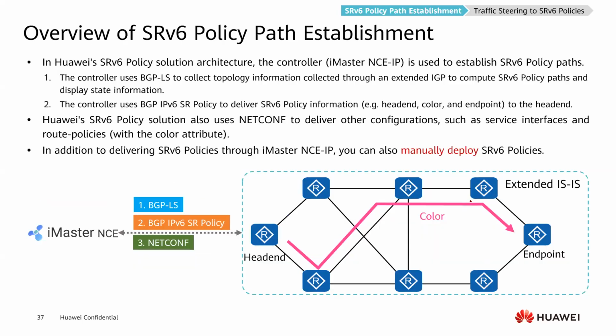So how to establish the SRv6 policy path? Basically, you have two ways. First, you can use iMaster NCE, and second, you can deploy manually. If you want to use iMaster NCE to deploy the SRv6 policy, you need BGP-LS to report your topology, the running state, and you need to use the SR policy to tell the head end, the source, what the forwarding path for this tunnel is.